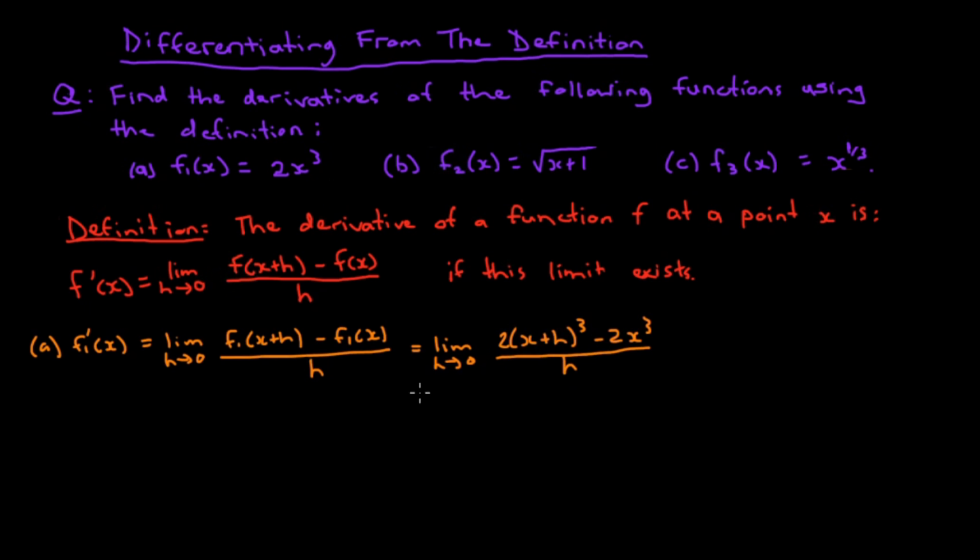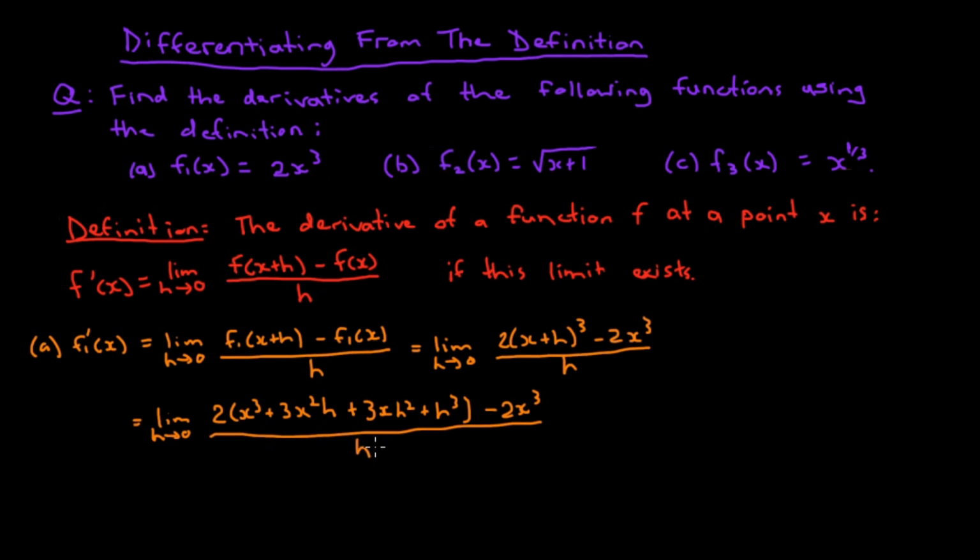Next we expand this term and we get the limit as h approaches 0 of 2 times x cubed plus 3x squared h plus 3xh squared plus h cubed minus 2x cubed all over h. Okay, we have 2x cubed minus 2x cubed, that's 0, and all the other terms have a factor of h, which we can cancel with the h in the denominator.